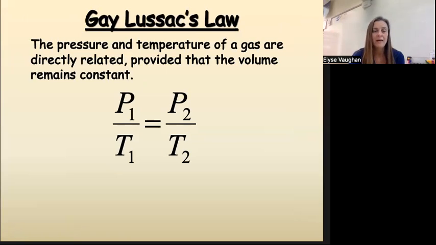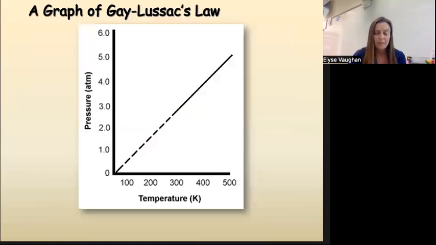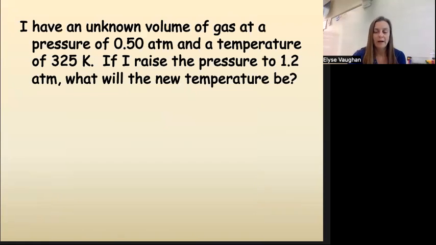This is that the pressure and temperature of a gas are directly proportional, provided that volume remains constant. So if we keep volume constant, we have a rigid container, and we increase either pressure or temperature, the other one is going to increase as well. And once again, temperature has to be in Kelvin. So again, because this is a direct relationship, when we graph this, we get a line with a positive slope. And one more practice problem.